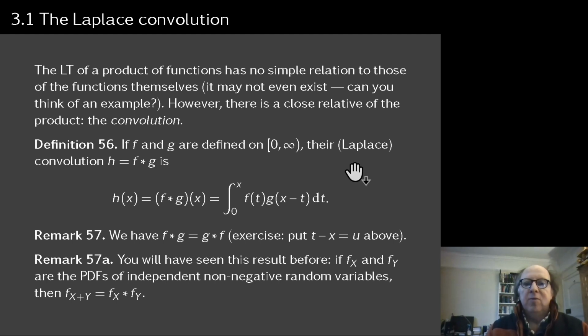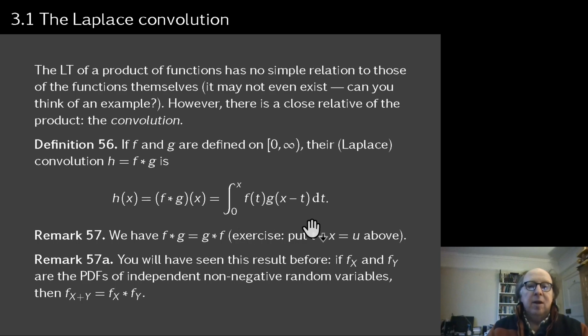The convolution is as near as you will get to the idea that you could take the Laplace transform of a product of functions. Now, you can't do that. In fact, that transform might not even exist, but there is something quite close, and that is called the convolution. The convolution of two functions f and g is defined by taking f defined on the half line and g defined on the half line, and then you multiply together f(t) and g(x minus t), and you integrate from 0 to x.